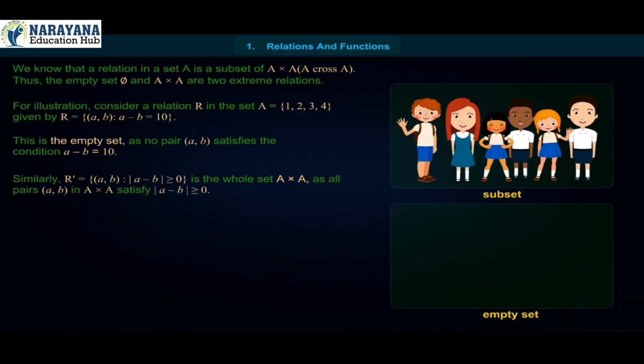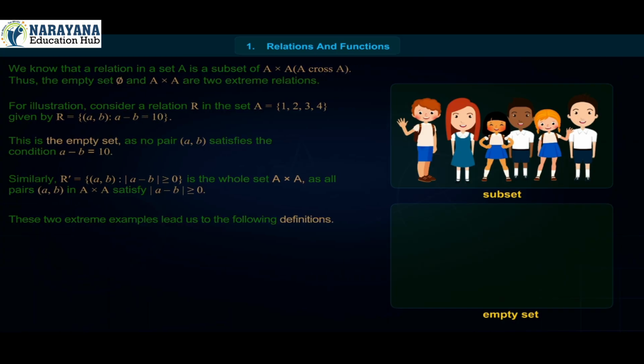Similarly, R' = {(a, b): |a − b| ≥ 0} is the whole set A × A, as all pairs (a, b) in A × A satisfy |a − b| ≥ 0. These two extreme examples lead us to the following definitions.